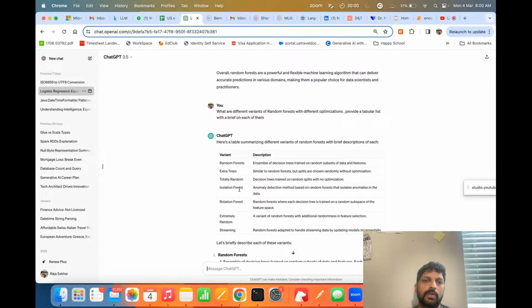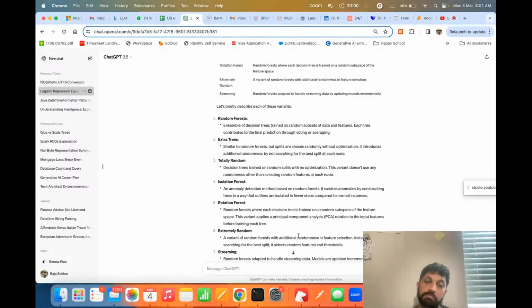Extra trees: totally random decision trees, random splits with no optimization. Isolation forest: an anomaly detection method based on random forest that isolates anomalies in the data. Rotation forest: random forest where each decision tree is trained on a random subspace of the feature space. Extremely random, a variant. Yes, randomness in feature selection, streaming randomness, updating models incrementally.